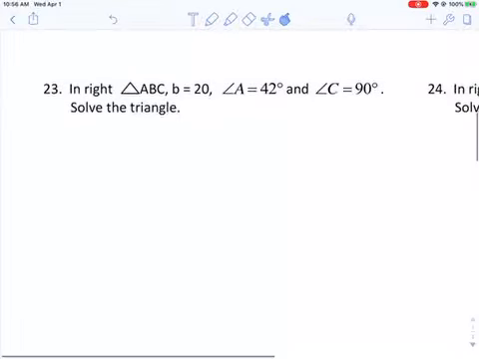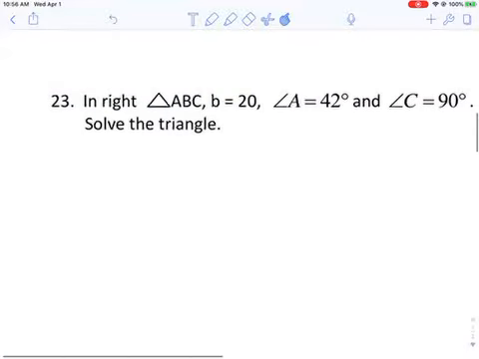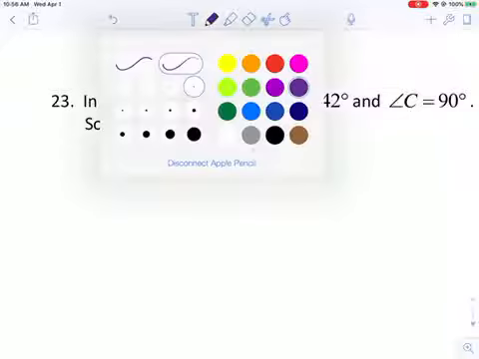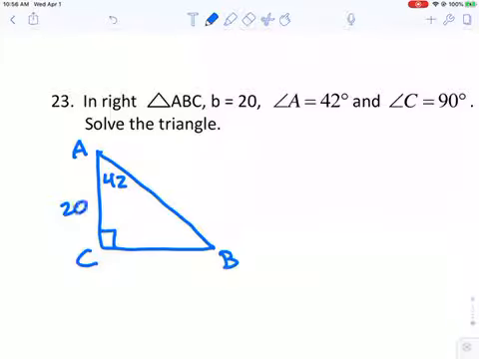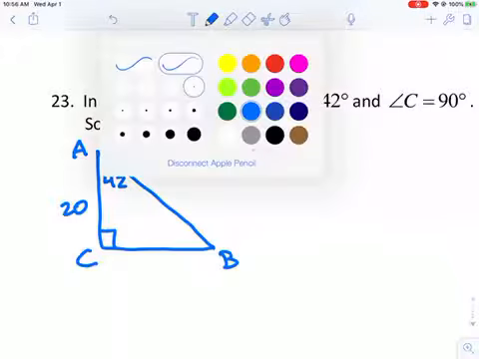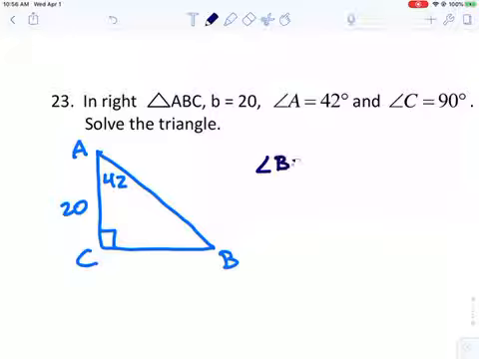Let's look at one with an angle and a side. C is the 90-degree angle. A is 42, and side B is 20. Remember, your sides are opposite the angle. So the first thing I'm going to do is find angle B. Angle B is just going to be 90 minus 42.